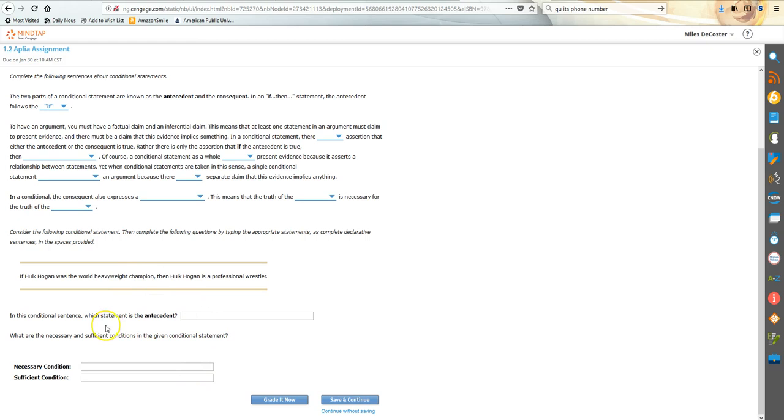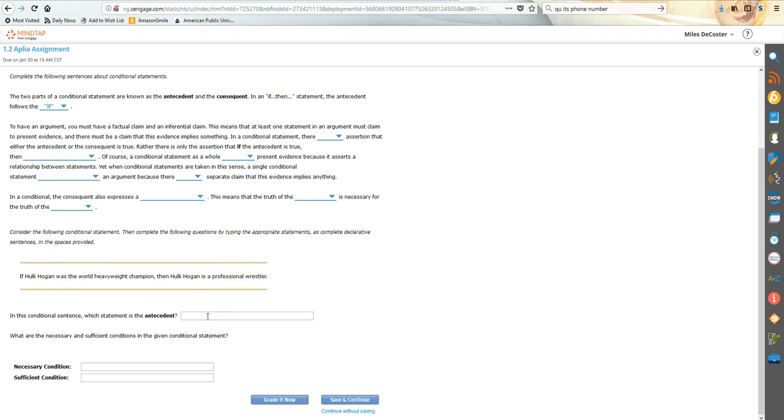More important down here, and this is kind of foreshadowing what's coming up next, is this business about necessary and sufficient conditions. All right. Consider the following conditional statement, then complete the answers about the antecedent and the necessary and sufficient conditions. So, if Hulk Hogan was the world heavyweight champion, then Hulk Hogan is a professional wrestler. What this says is that if this first part is true, that's sufficient for this next part being true. That is, if the first part's true, it guarantees the next part is true.